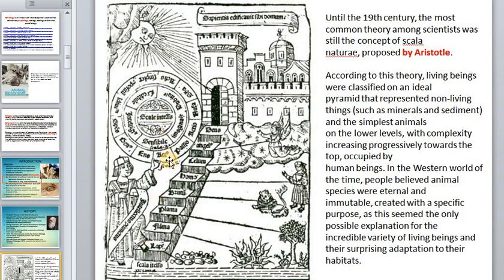And of course, the humans at the top in the Western world of the time. People believed animal species were eternal and immutable, created with a specific purpose, as this seemed the only possible explanation for the incredible variety of living beings and their surprising adaptation to their habitats. Here we see this picture: the stones, plants, and of course animals, and at not so high levels the humans, and even angels, and on the top, of course, God.